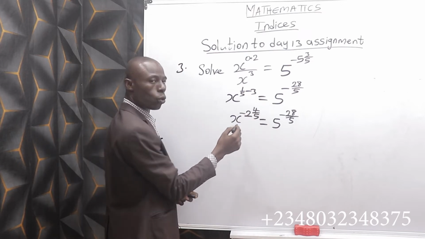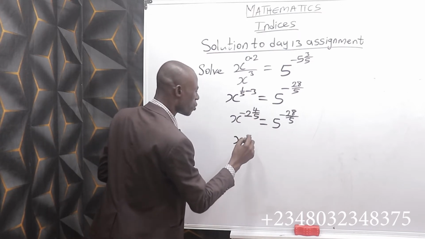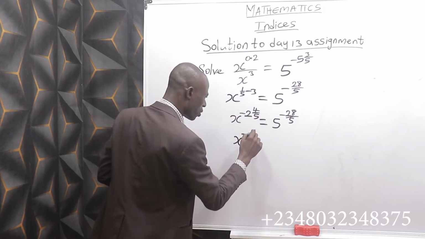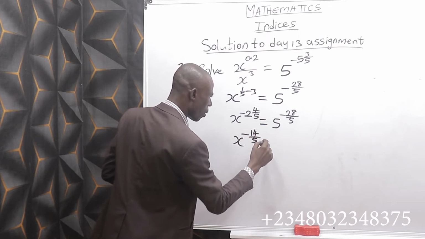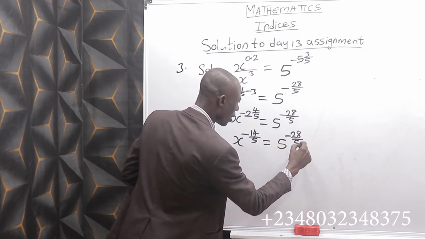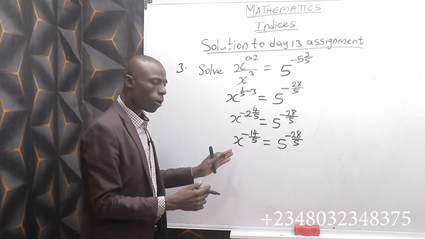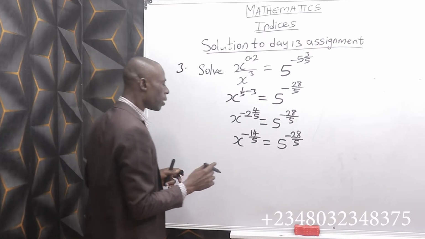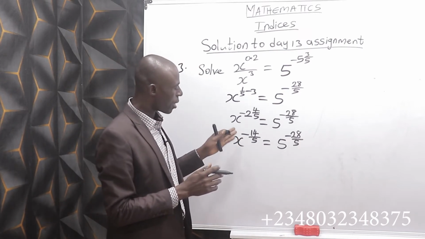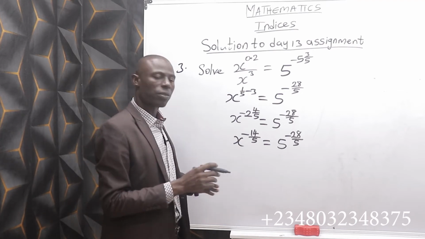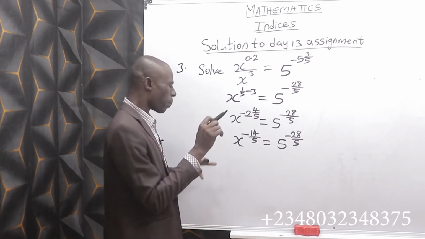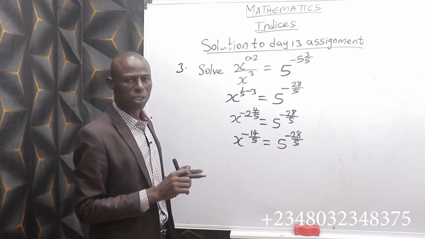Converting this power to improper fraction, we have x raised to power negative 5 times 2, 10, plus 4, 14, negative 14 over 5, which is equal to 5 raised to power negative 28 over 5. To resolve for x, finally, we find the reciprocal of the power of that x. The power of the x is negative 14 over 5. The reciprocal of that power is negative 5 over 14.